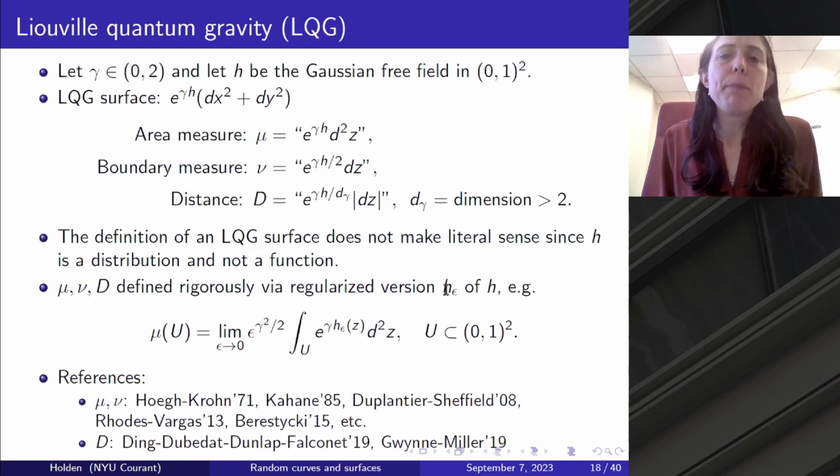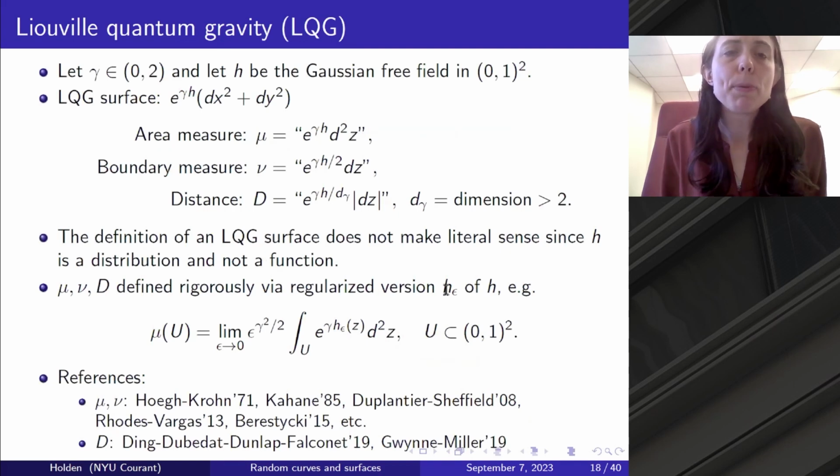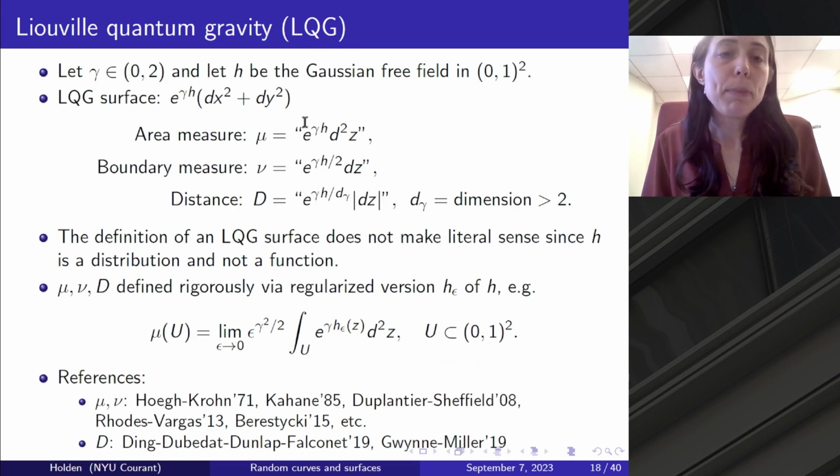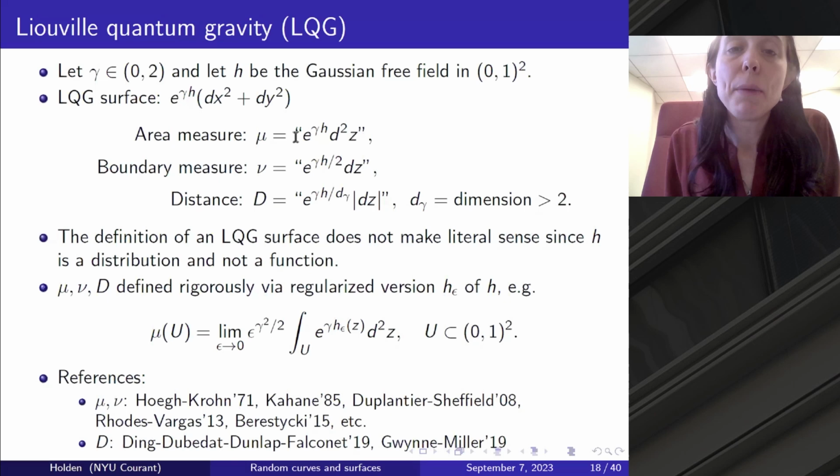So how are these surfaces defined more precisely? To be a bit more precise, we still let gamma be between 0 and 2, and now we let h be some Gaussian free field in some concrete domain, for example, the unit square. As stated on the previous slide, heuristically speaking, the LQG surface is a surface which has this metric. So what does this mean? It means that the area measure is given by the standard Lebesgue area measure reweighted by e to the power gamma h.